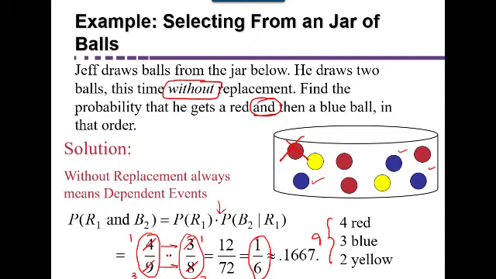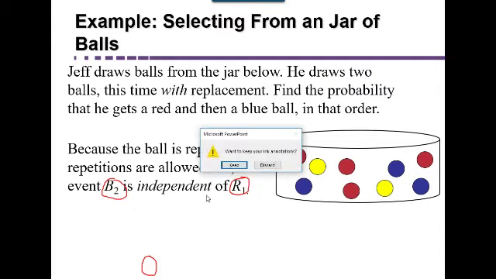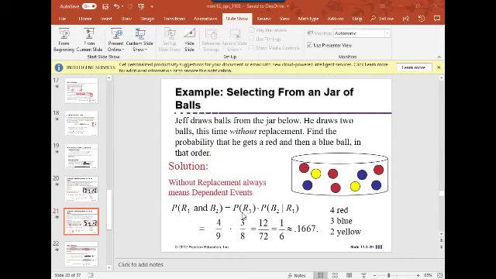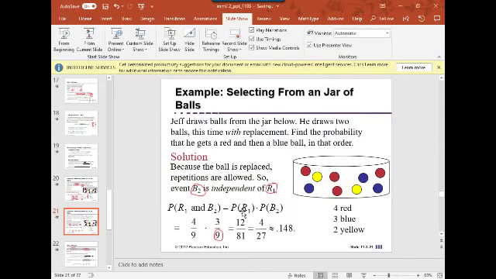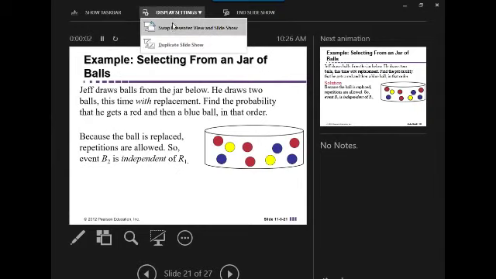Okay, so that's an example of an AND problem. So whenever you're doing an AND problem, you multiply, but you have to take into consideration that the first thing has already occurred. All right, let's consider if we change this to with replacement.